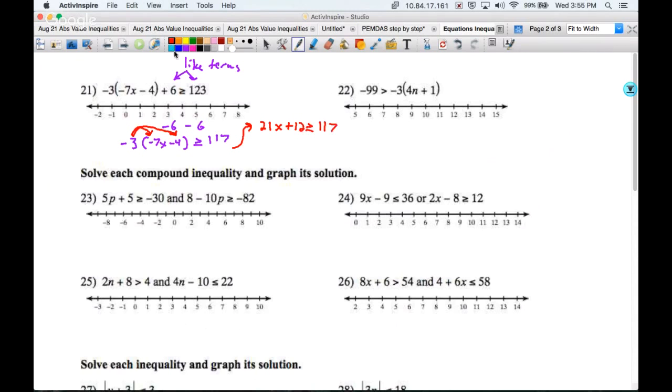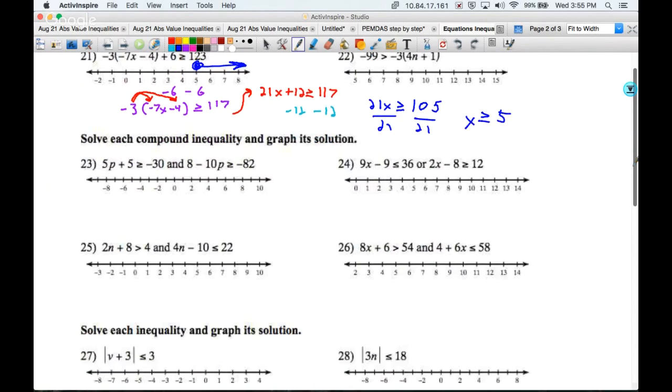From here, I'll subtract 12 from both sides, again, trying to combine my like terms. I'll get 21x is greater than or equal to 105. Divide both sides by 21. And we get that x is greater than or equal to 5. Put a dot at 5, fill it in, arrow coming this way.